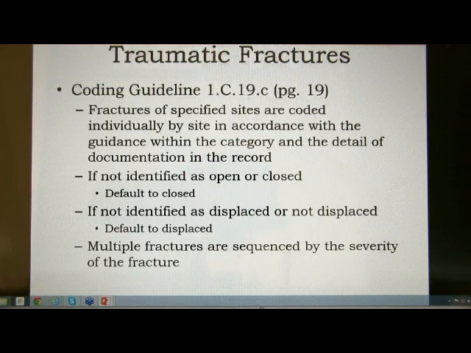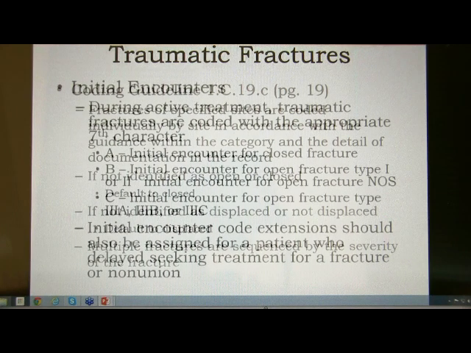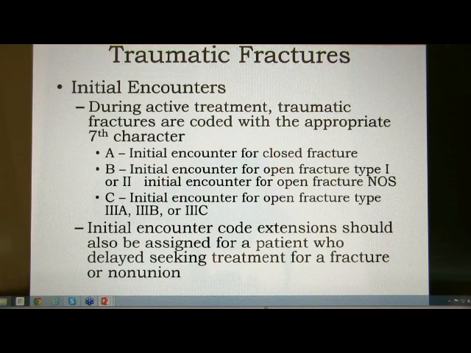Fractures of specific sites are coded individually, again, based off their category and their severity. If not identified as open or closed, the coders will always default to closed. And if not identified as displaced or not displaced, the default is always displaced. We'll be ranking fractures based off their severity from what we can detect from the operative report or office note.